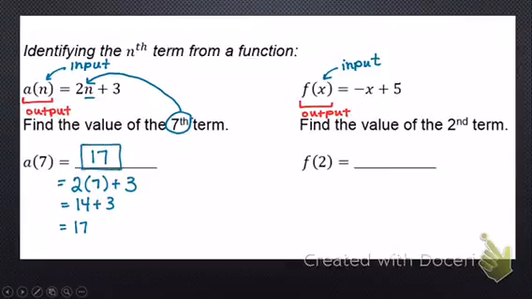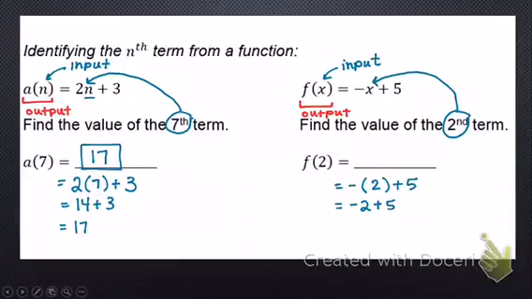Okay, over here, our function f, we have the same situation. We have to find the second term, though, and now we're going to input that into our function machine for x. So let's go ahead and do that. We're going to have negative, and then in parentheses, I would like to put 2, since that is our input, plus 5. And that's going to be negative 2 plus 5, which is 3. So let's write that down for our output. And that's how you find the nth term whenever you're looking at a function.